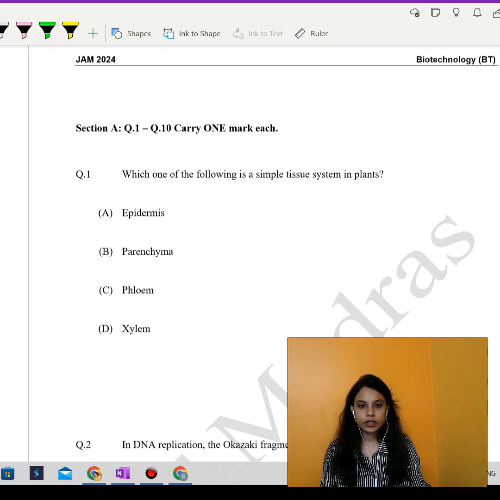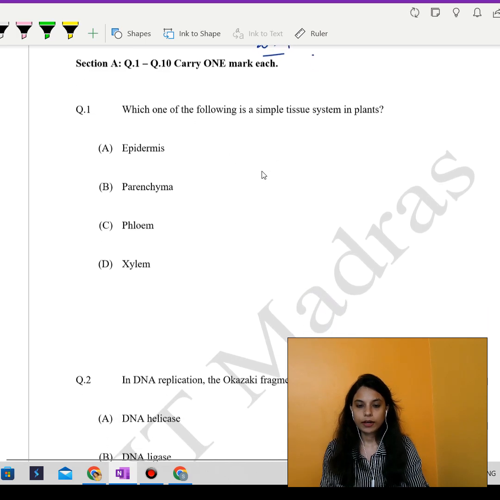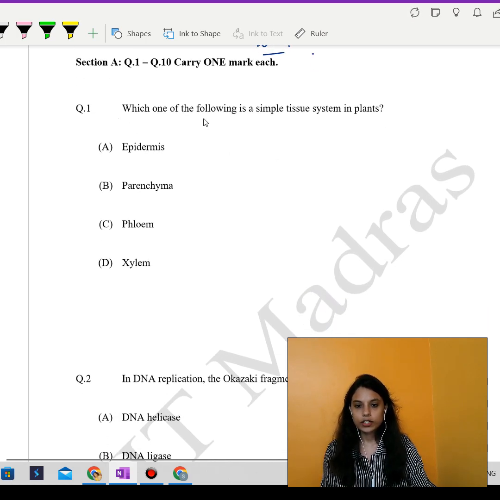Hello everyone, we are solving biotechnology paper of IIT JAM 2024 and here we are solving the MCQs. The very first MCQ says which one of the following is a simple tissue system in plants. Now the options given are epidermis, parenchyma, phloem and xylem. Your correct answer would be parenchyma.